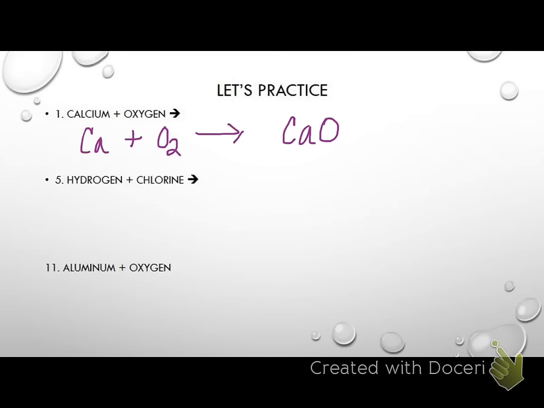So now I see that I need to balance this. So I see that I have a 2 right here for oxygen, and I only have a 1 right here. So the way that I can fix that is to put a 2 in front of there. And now I have 2 calcium, so I need to go back and put a 2 in front of there. And now I double check that I have 2 calcium and 2 oxygen on both sides, and I do, so that is balanced.